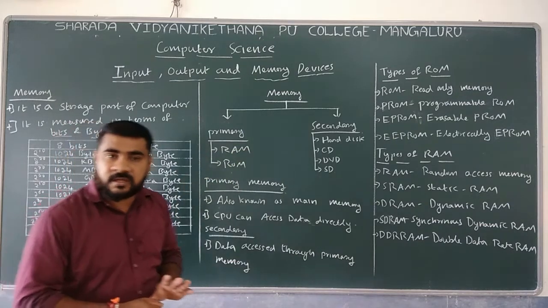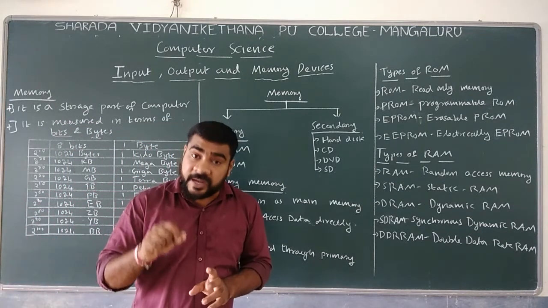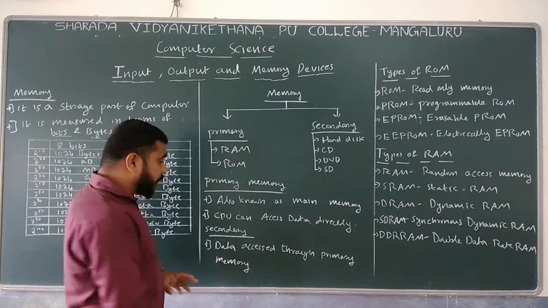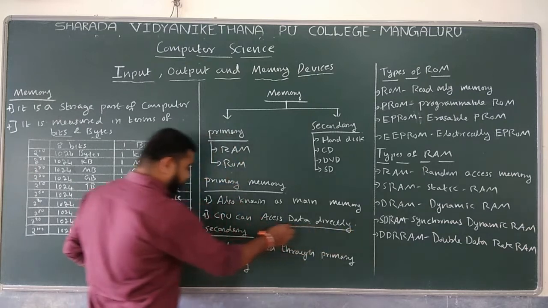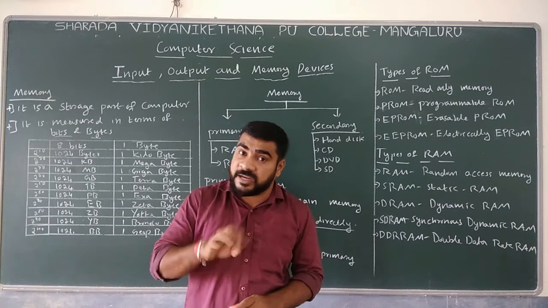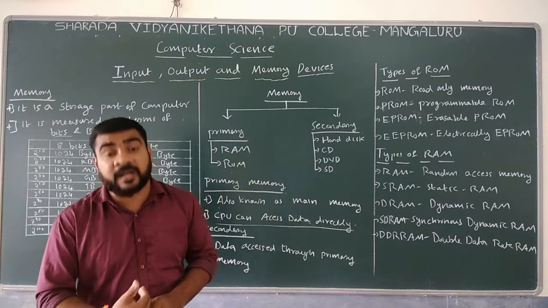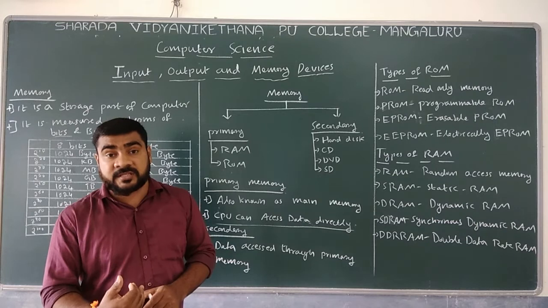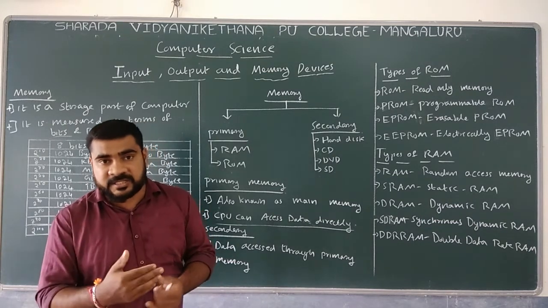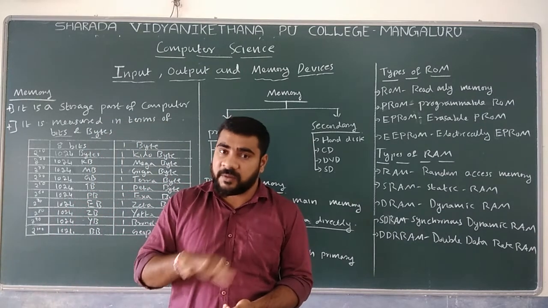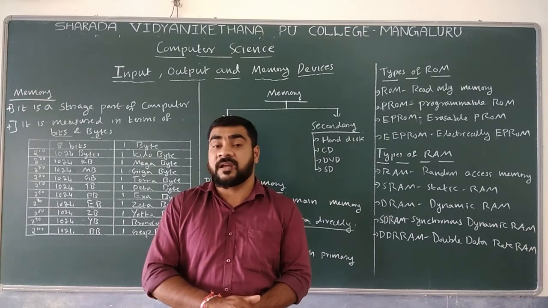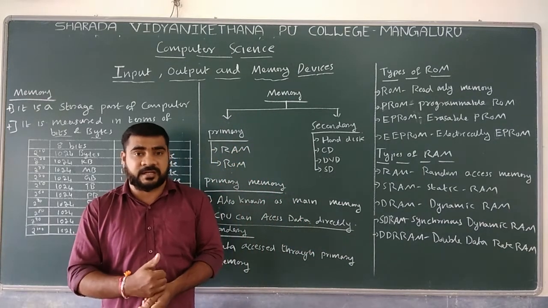But what is the main difference? The main difference is that the primary memory is directly accessed by the CPU. The CPU can access data directly from the primary storage. That is the main difference. If you take the secondary storage device, the CPU accesses the data through the primary memory. Through the primary memory, we can access the secondary storage. This is the main difference between primary storage and secondary storage.